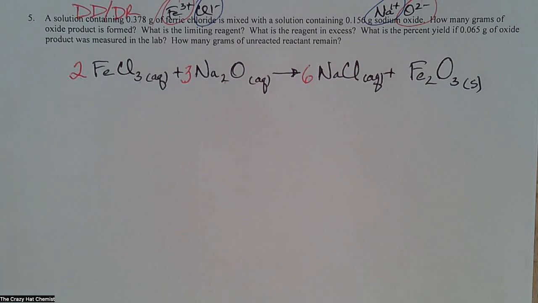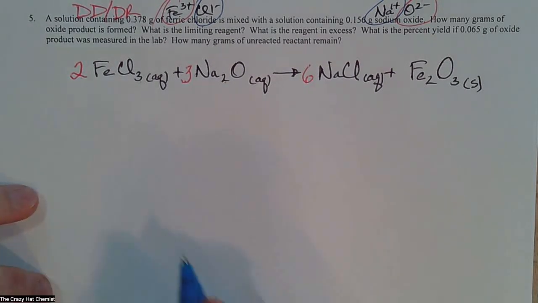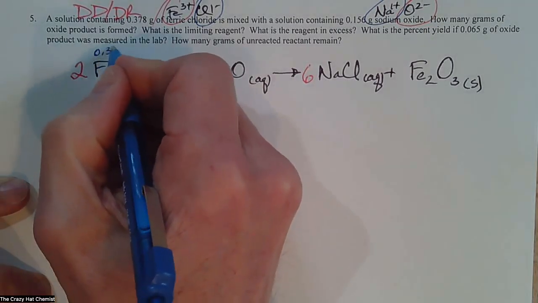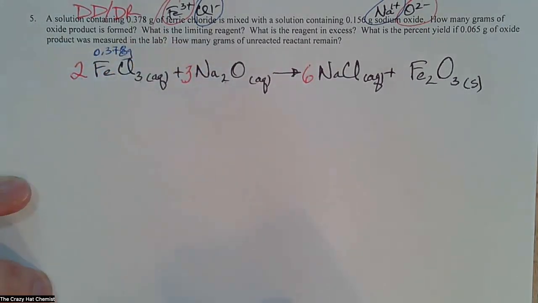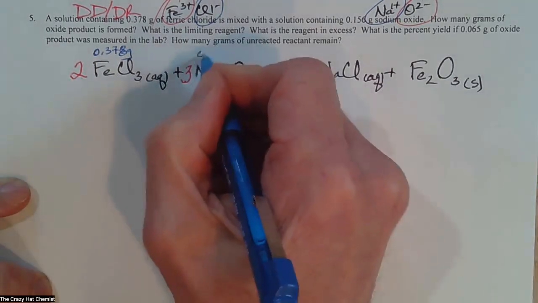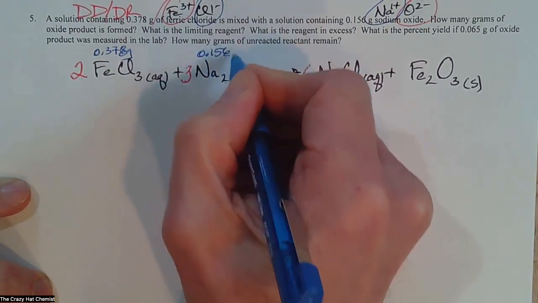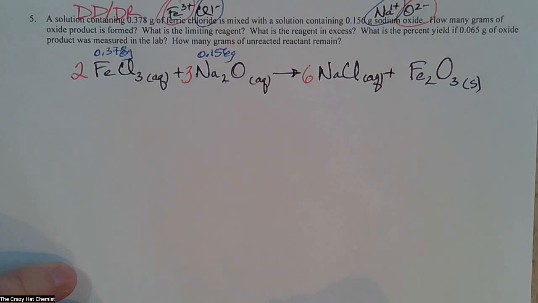All right, well, we have a lot of information here on this problem and a lot to do on this problem in addition. So this is a limiting reagent problem. And why do I know that? It's because I have 0.378 grams of the ferric chloride mixed with the 0.156 grams of the sodium oxide.